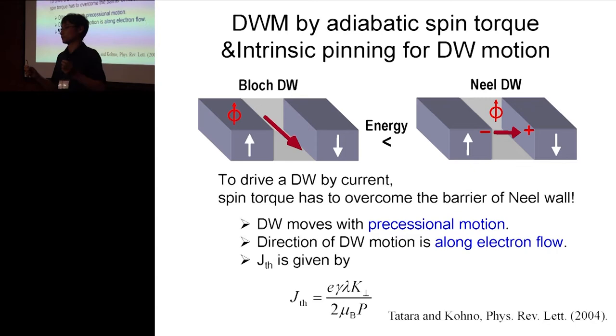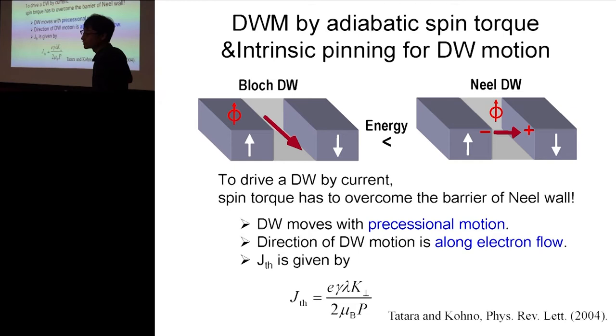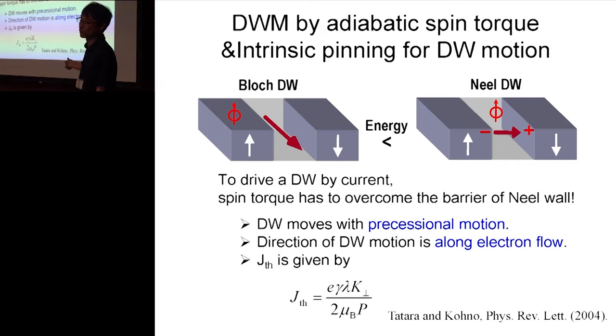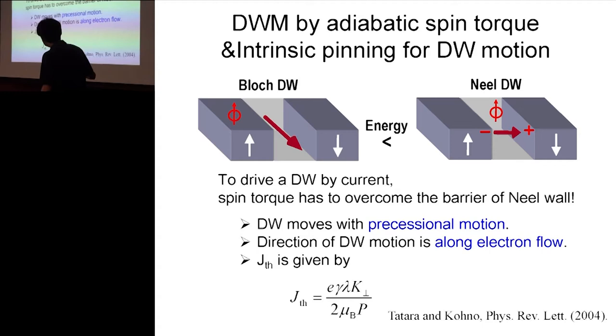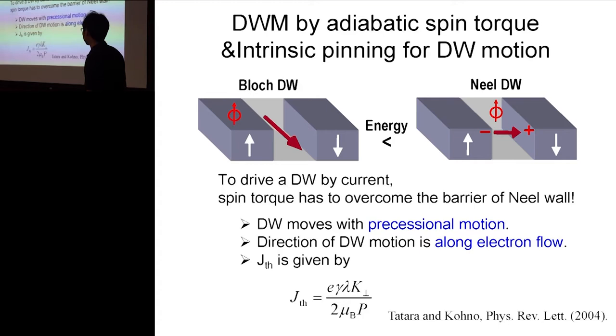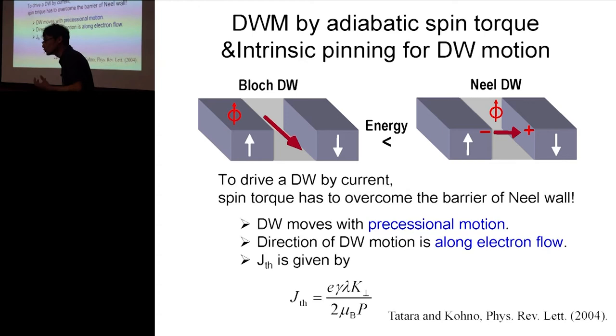But once you overcome the highest energy state, it's a Bloch domain wall structure, yeah? Then you overcome again and again and again. It means there is a precessional motion of the magnetic moment inside the domain wall, and with that, this domain wall is now moving rightward. So this simple theory predicts the domain wall moves with precessional motion, and the direction of domain wall motion is along the electron flow. And more importantly, there should be an intrinsic threshold current density to move a domain wall because of the energy difference between these domain wall structures.